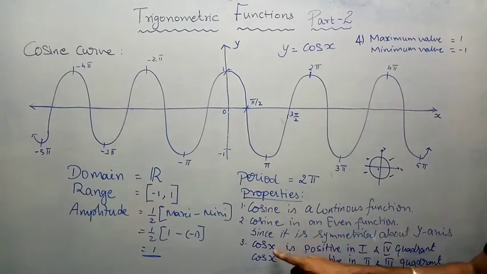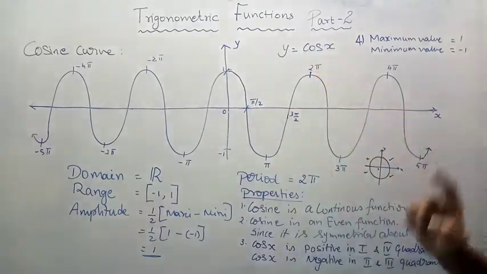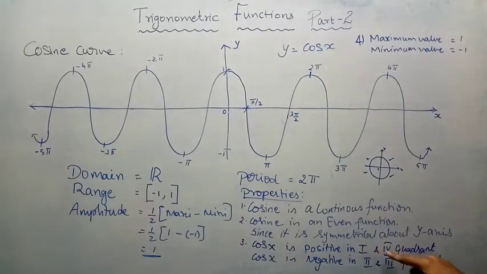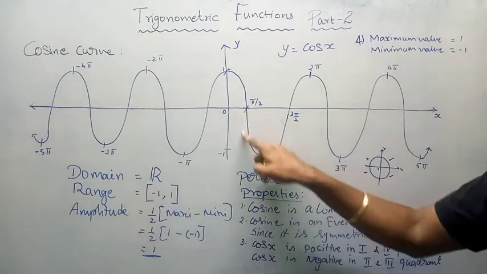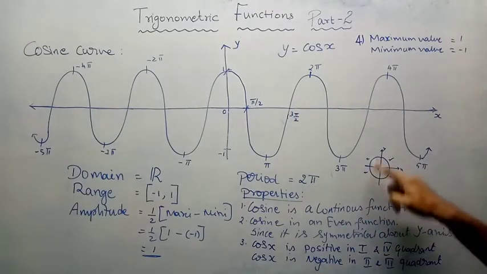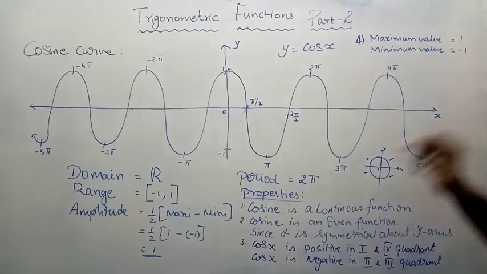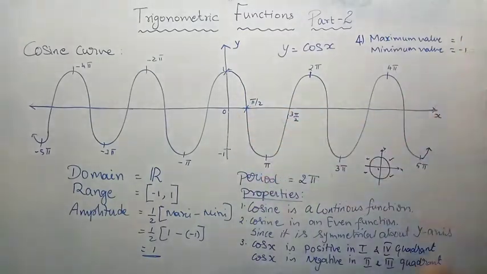Okay. Cos x is positive in 0 to 90, 270 to 360. That is, cos x is positive in the first and fourth quadrant. Cos x is negative between 90 to 180 and 180 to 270. That is, cos x is negative in the second and third quadrant. The maximum value is plus 1 and the minimum value is minus 1.